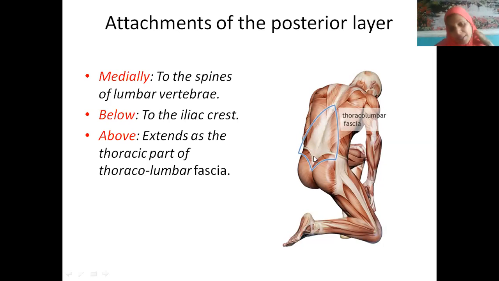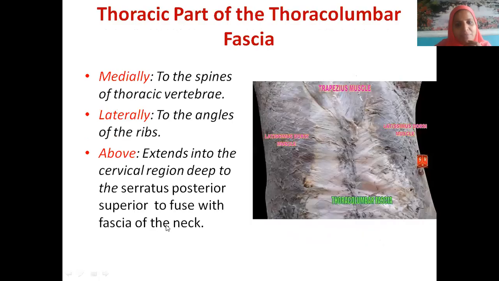erector spinae, isn't it? If you cut that erector spinae, remove it, you will see the middle layer. If you cut the middle layer, you will see quadratus lumborum. If you remove quadratus lumborum, you will see anterior layer of thoracolumbar fascia. It is one below the other.